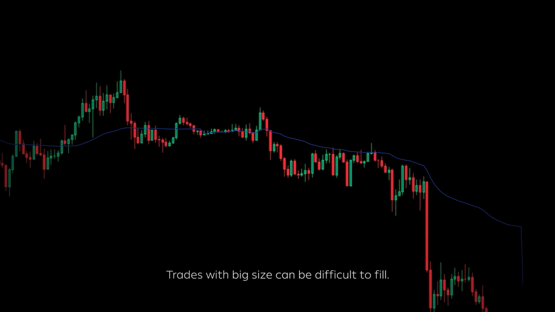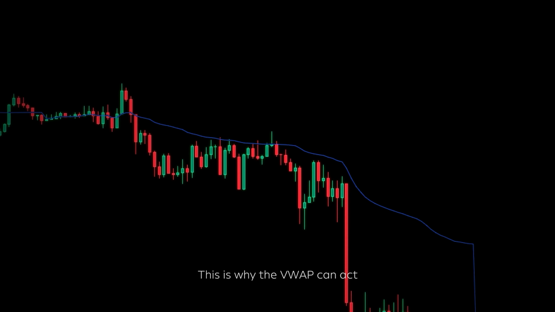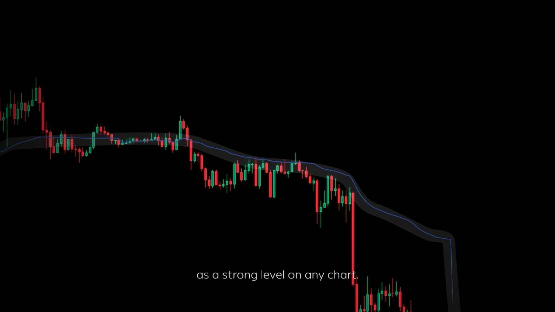Trades with big size can be difficult to fill, especially in low volume markets. Therefore, big traders prefer to trade them into a level with a lot of converging volume, like the VWAP. They do this because they're more likely to have their large orders filled. This is why the VWAP can act as a strong level on any chart.